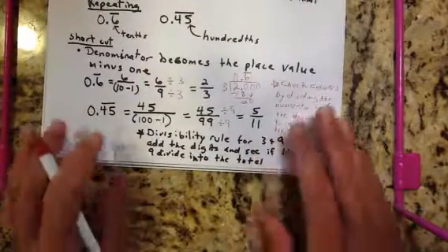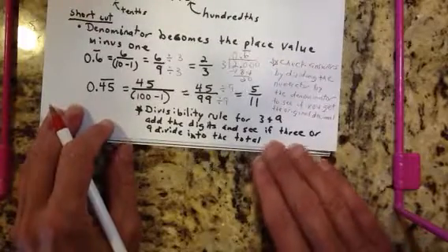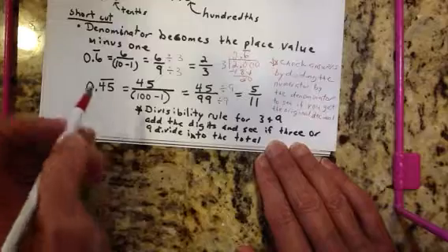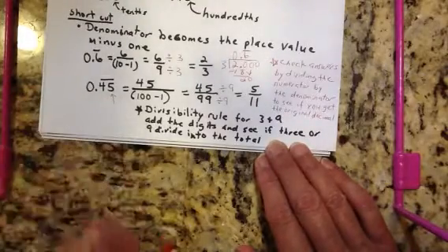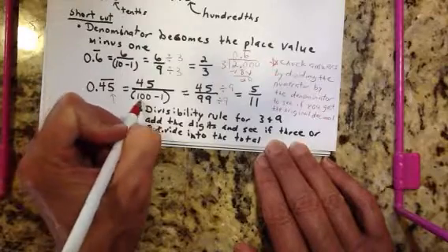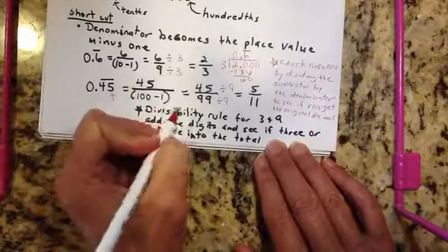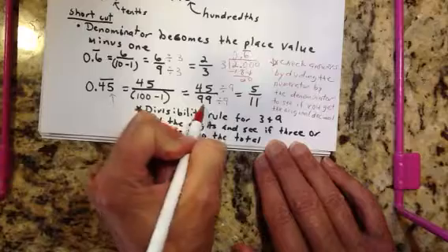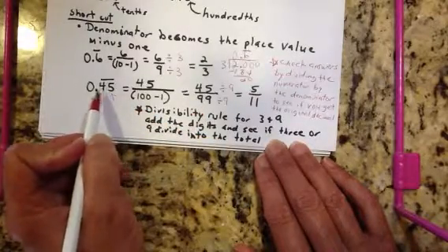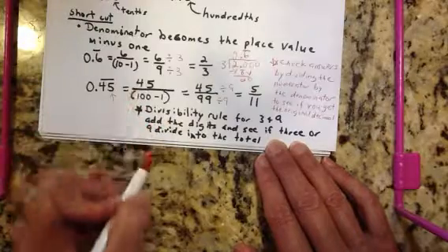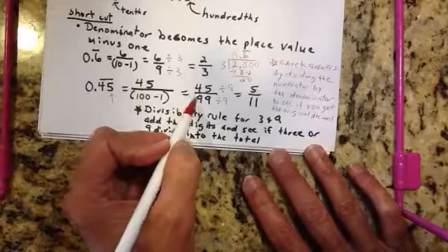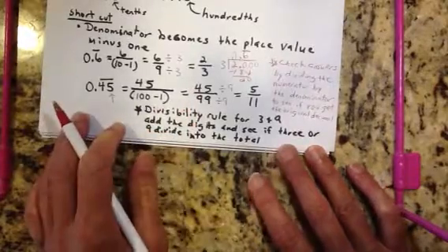Okay, let's look at another one for the shortcut method. We have 0.45 repeating. Okay, so our rule is look at your place value of the last digit. That's hundredths. So you take the 100 minus 1 for your denominator. That'll end up being 99. And take your decimal, 0.45, put that over this 100 minus 1. So it's 45 divided by 99.